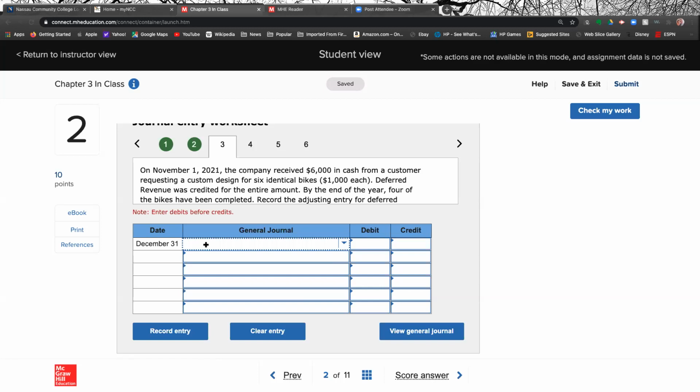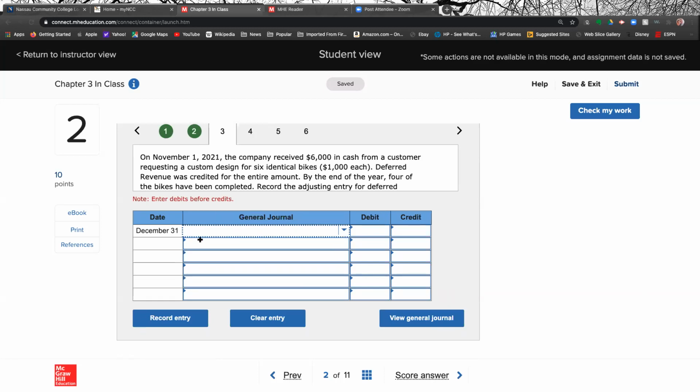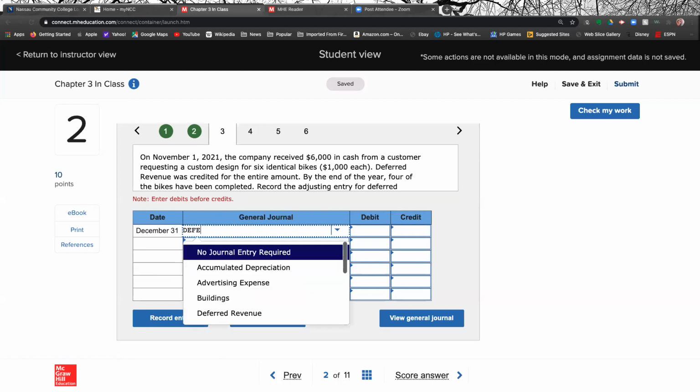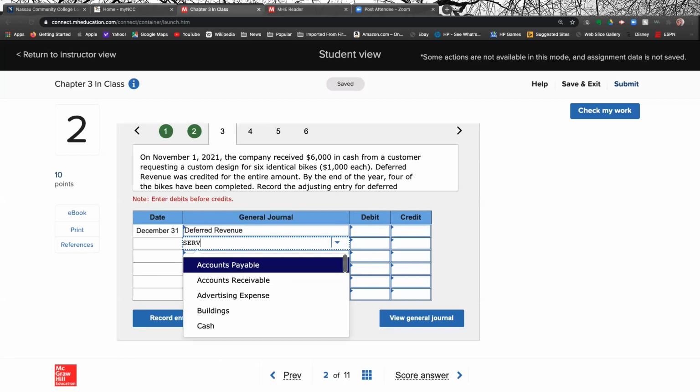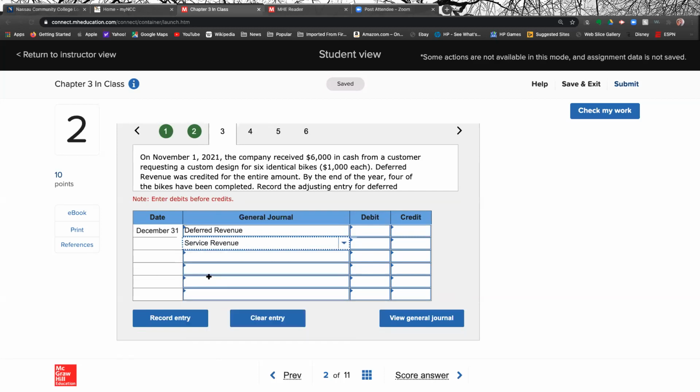By the end of the year, 4 of the bikes have been completed. What adjusting entry do we make for that? Debit deferred revenue and credit service revenue. How much? 4 bikes have been completed and each bike is $1,000. Debit deferred revenue, credit service revenue, $4,000.